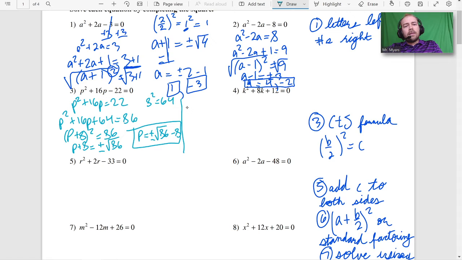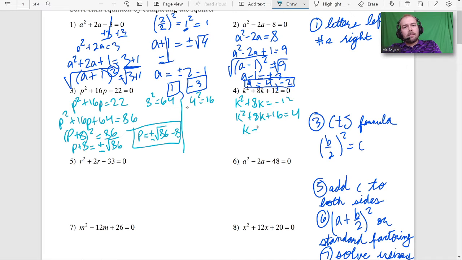So all right, moving on to number 4. We're gonna chop here. K squared plus 8k. Get to subtract 12 from both sides. All right, step 1 done. Step 3, completing the square. B over 2. 8 over 2 is 4. 4 squared, 16. We're gonna add 16 to both sides. Plus 16. If I add 16 to negative 12, I get 4.